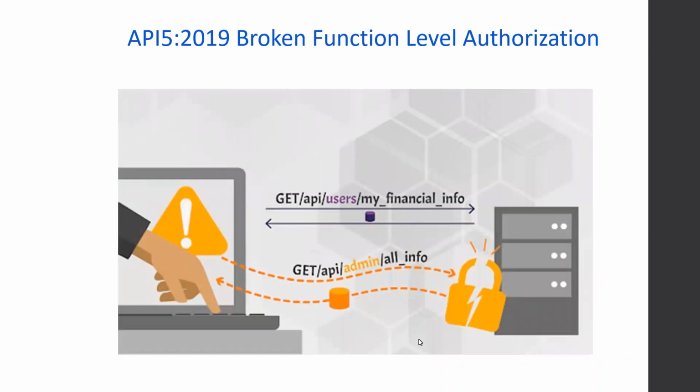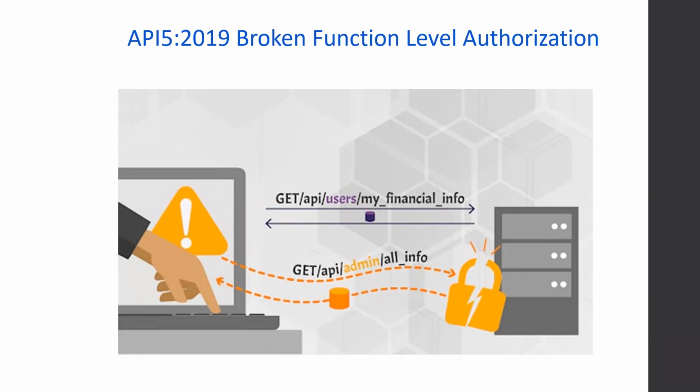API 5, which is broken function level authorization. The first one that you saw was broken object level authorization. Object being the entity that you save, or the person or the thing that you save in a database when the object is getting created. Function level authorization, function you can say like an action, basically an action that is being performed by the object.